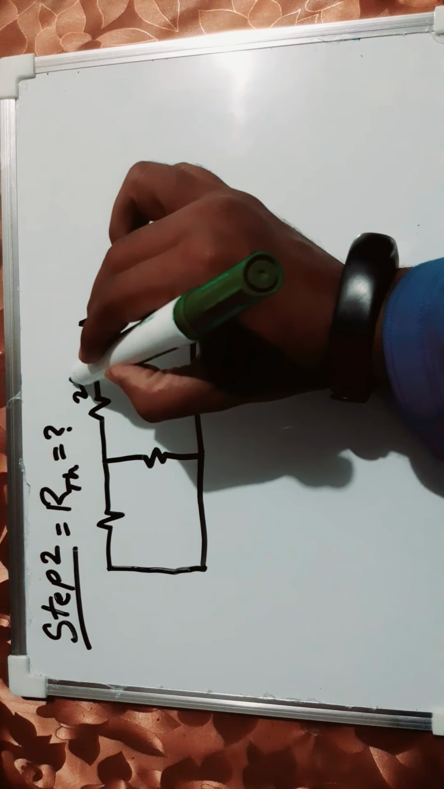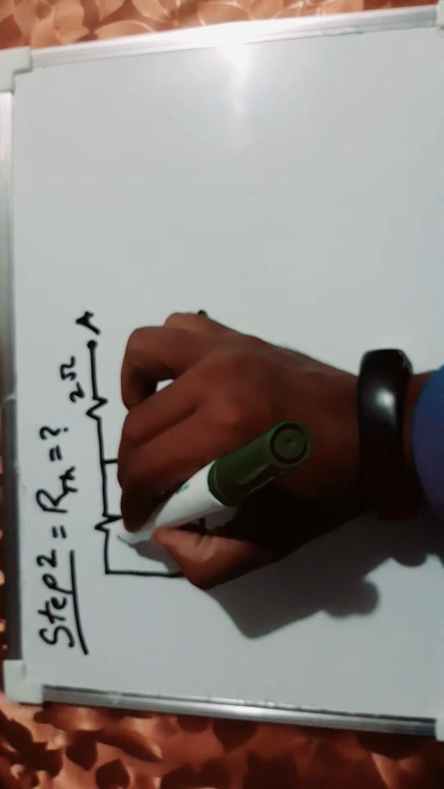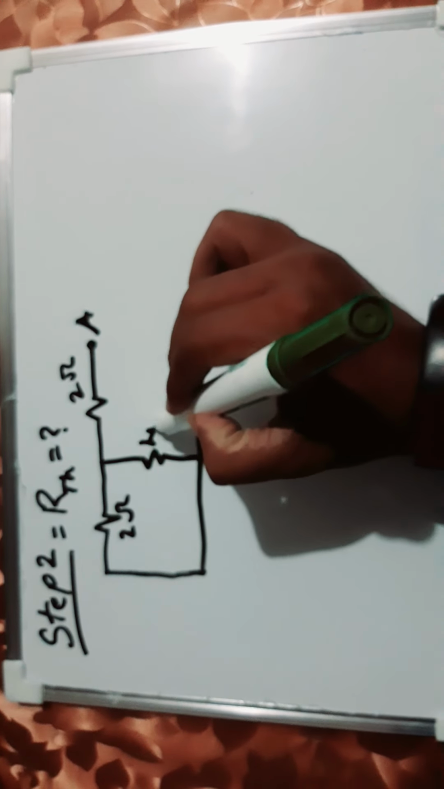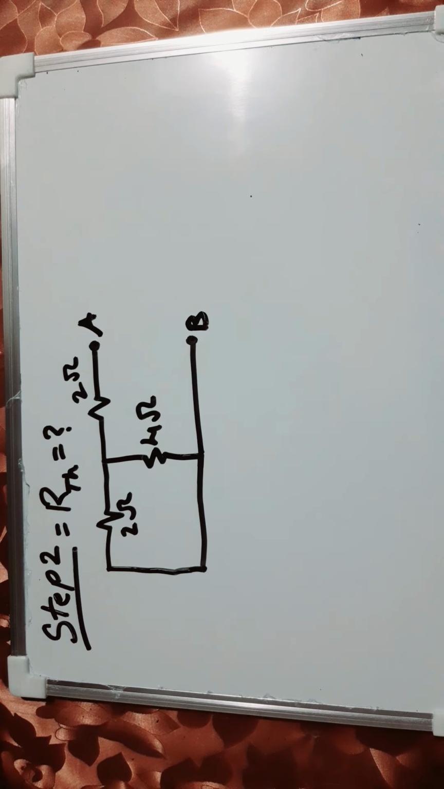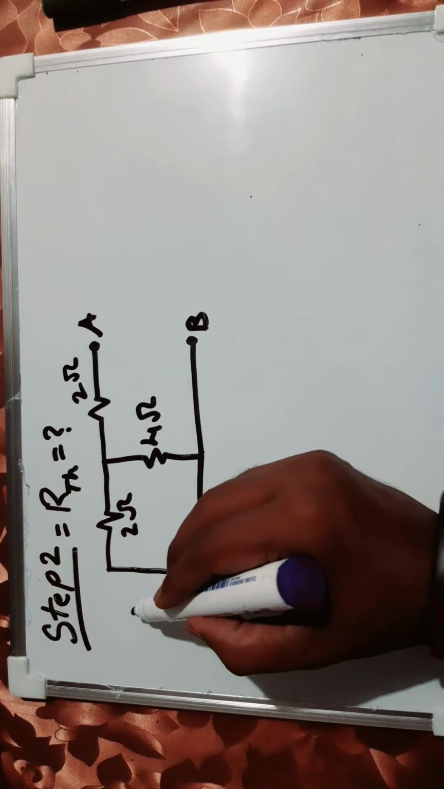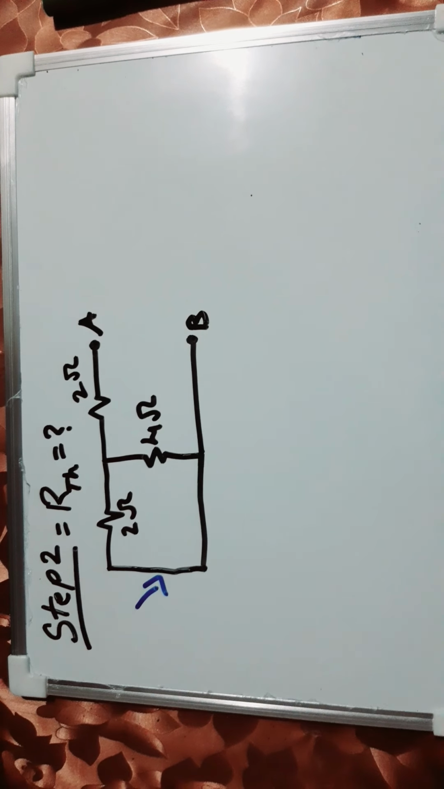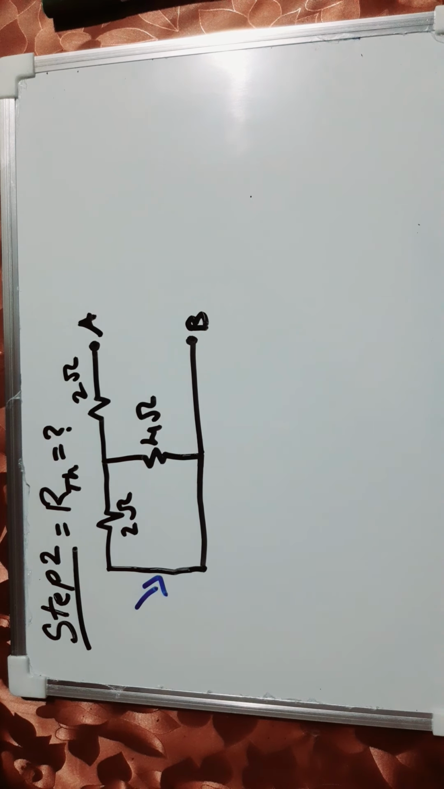2 ohm, 2 ohm and 4 ohm. Here one thing is missing. You must be thinking that where is the voltage source, because we were having a voltage source here.